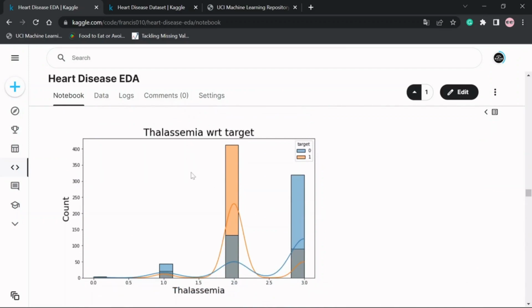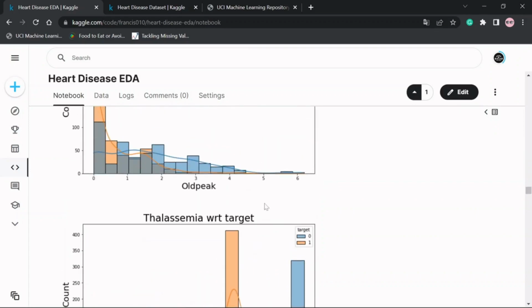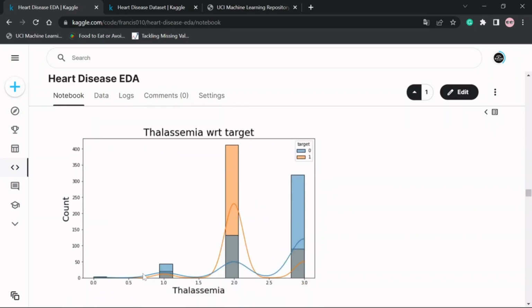Now coming back to the thalassemia part, which is the thal attribute, we can see that people who are having the thal value as 2 are having most of the heart disease. And the positive part of this hist plot is that we can see how the graph is varying with respect to the data points present in the graph. So we can see that the sudden increase in the peak of this graph, which represents most of the patients with heart disease, are present in this area.